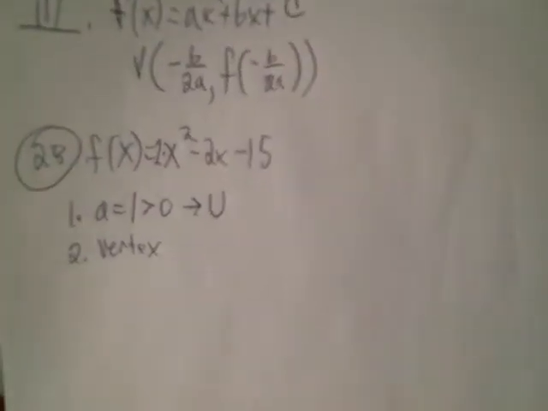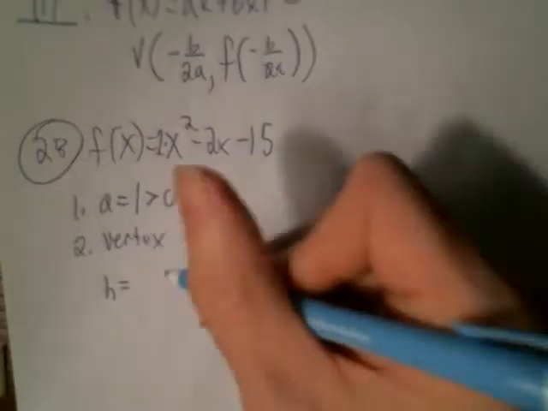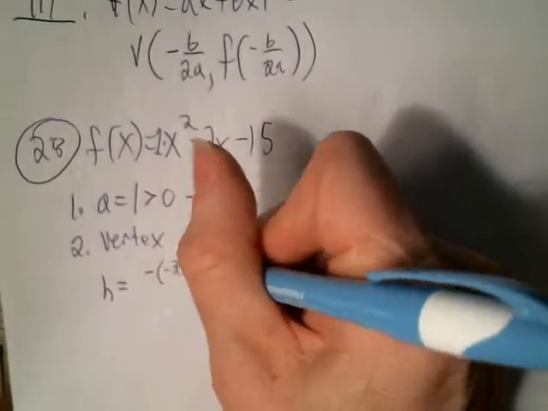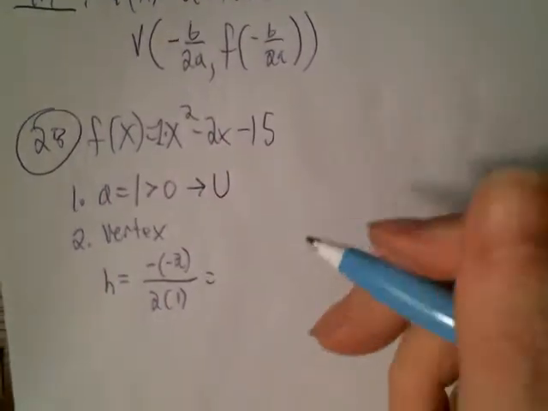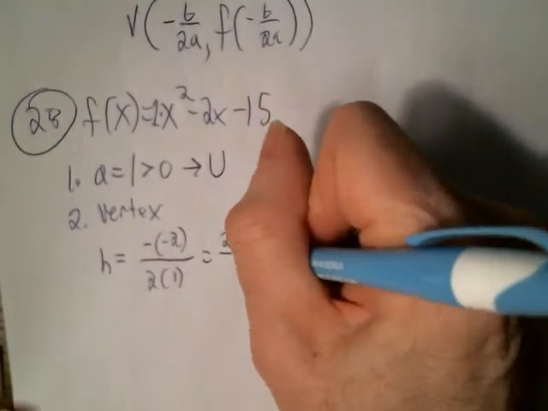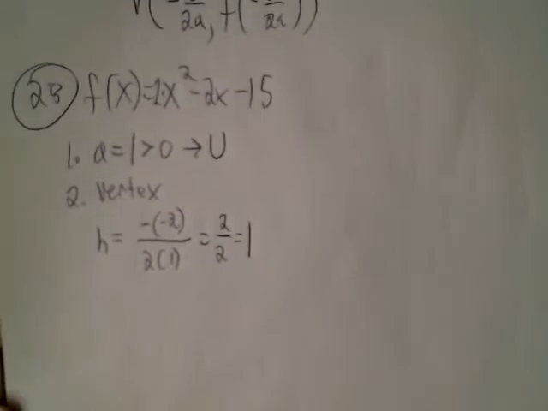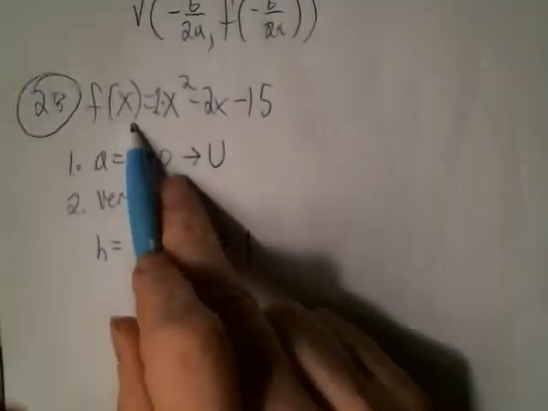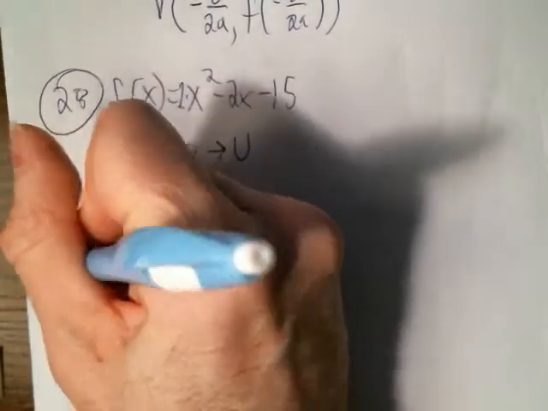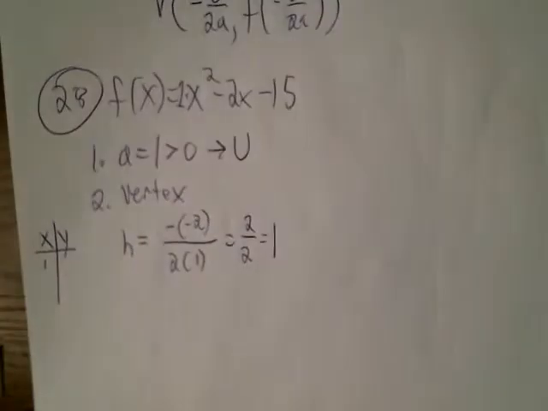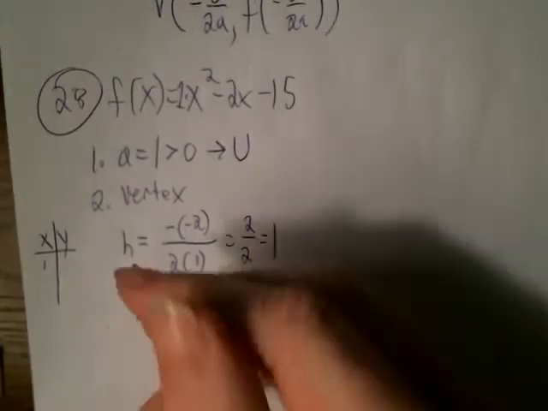Secondly, get the vertex. So the x-coordinate, which I'll call h, is negative b, so negative negative 2 all over 2 times a. Negative negative 2 is positive 2. 2 times 1 is 2. 2 over 2 is 1. Then you just take this and put it back into the original function. So it's like when you're doing a table of values. If you had 1, how would you get the y value? Well, you would go back to the original formula and plug it in. That's what we're doing here.